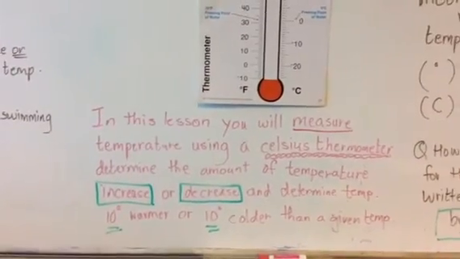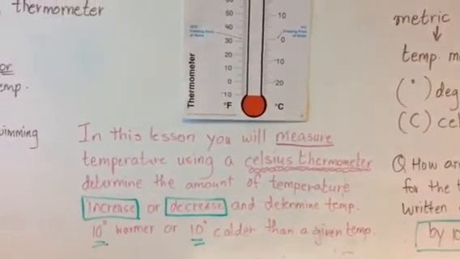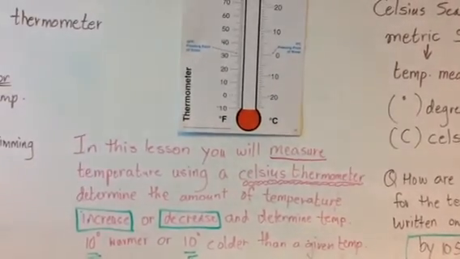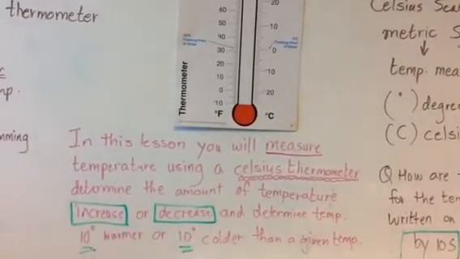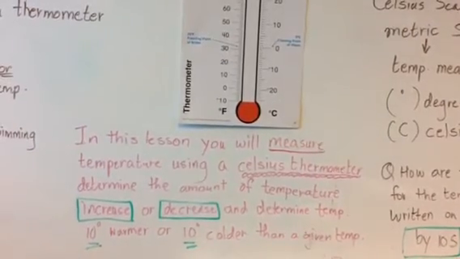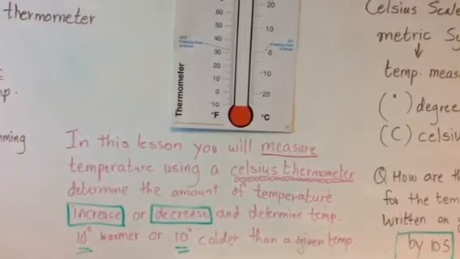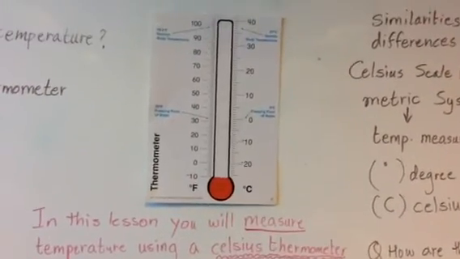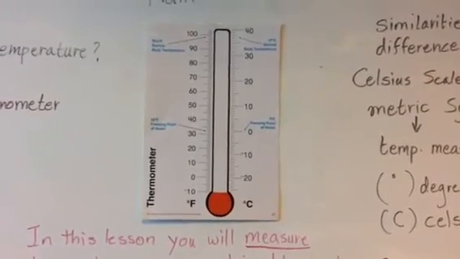Let's look at what this lesson will focus on. In this lesson, you will measure temperature using a Celsius thermometer. Determine the amount of temperature increase or decrease, and determine the temperature that is 10 degrees warmer or 10 degrees colder than the given temperature. So you're going to be doing the Celsius on your right.